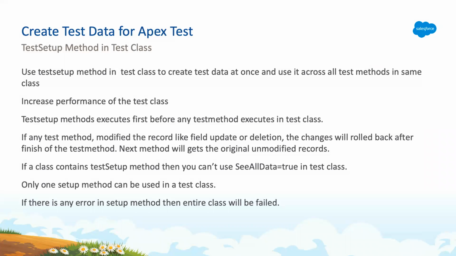And if we have the TestSetup annotation in our class, we can't use the SeeAllData annotation to get pre-existing data to test it. And we can set up only one test setup method in a test class. If there are any errors in the setup method, the entire class will fail. So that is one way of setting up data in test methods. I will show you it later.